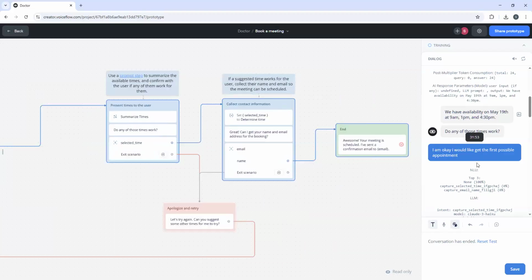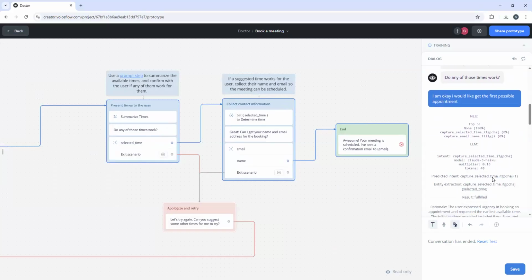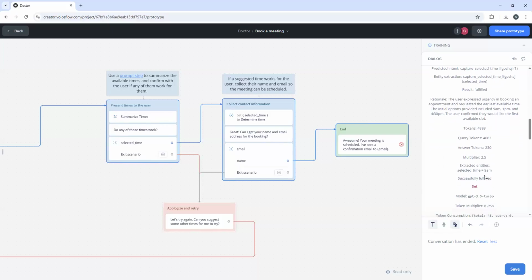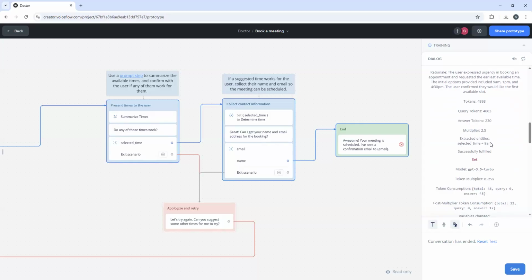So imagine it has provided the details. Then I say that I would like to get the first possible appointment. The first possible appointment is 9 a.m. And that's the reason it understood the first possible appointment. If you look at the rationale, it says the user expressed urgency in booking an appointment and requested the earliest available time. The initial options were 9 a.m., 1 a.m., 4 p.m. The user confirmed that they would like to get the first available slot, which is 9 a.m. That's the reason it has internally picked up the selected time as 9 a.m. Okay, it has picked up the time.